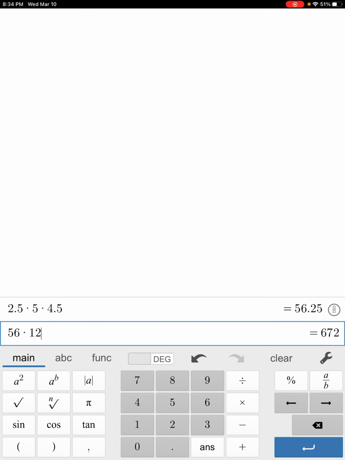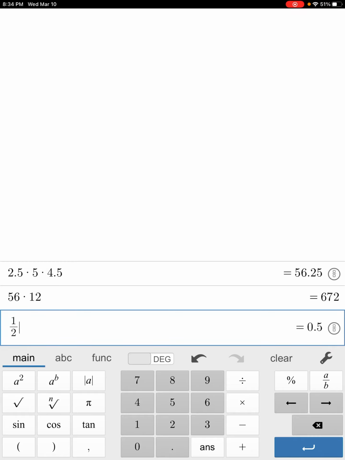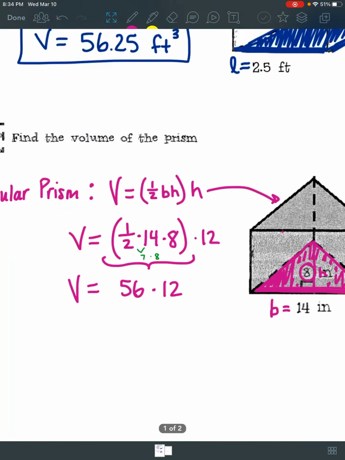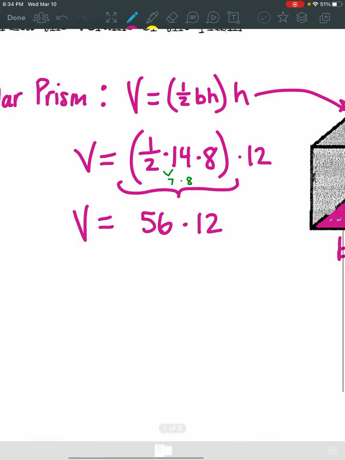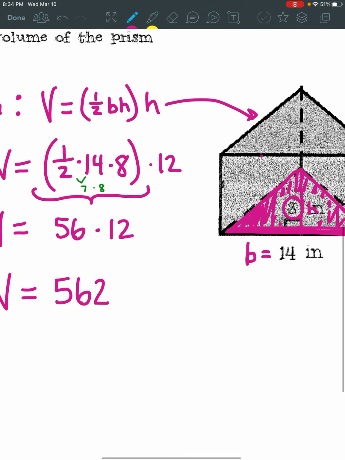Now, actually, I do want to show you, if you didn't do that whole part and you did 1/2 times the base was 14 times the height, so there's the area of our triangle, times the height of the prism. I put it all in at once, and notice you get the same thing. It's still 672. But I did that extra step in there just to show you what the area of the base would be. So the volume of this triangular prism is 562.